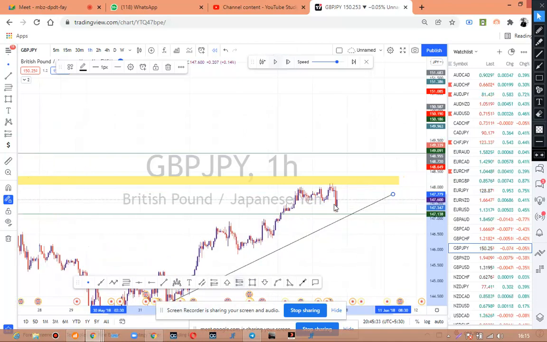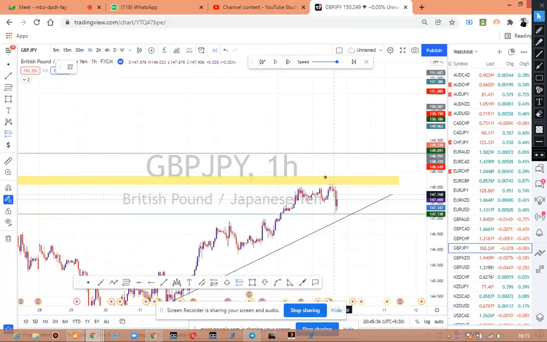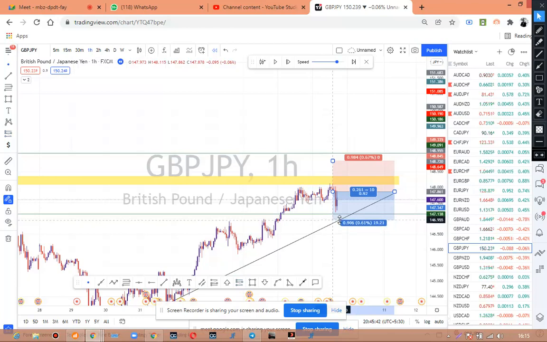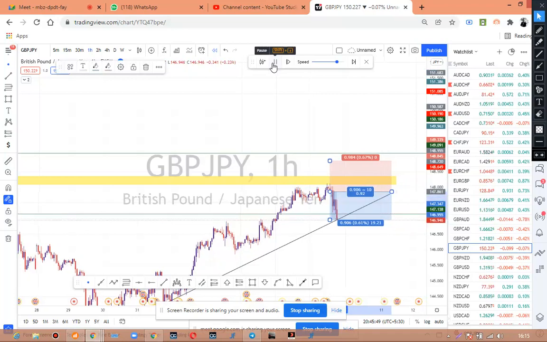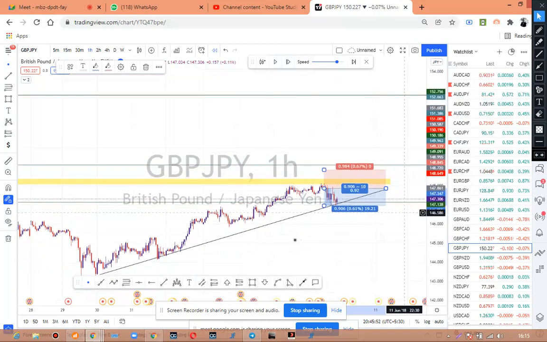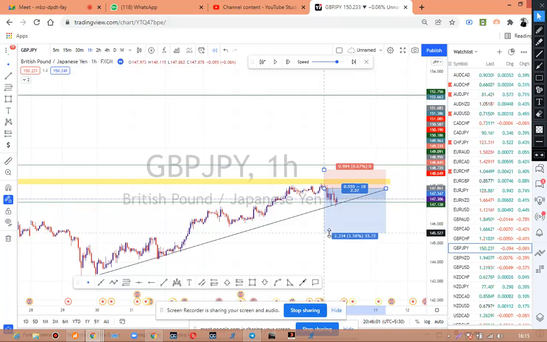Let's take a sell trade around here. Then let's say our first take profit should be here because of this trend line. If there's no rejection, we just take the trade. Okay, let's say the first take profit is it, and the second take profit should be this level.